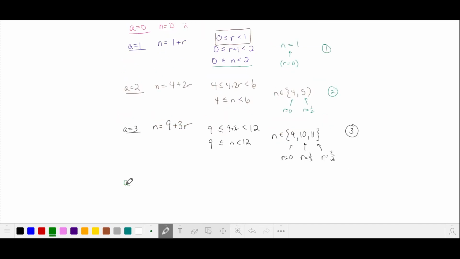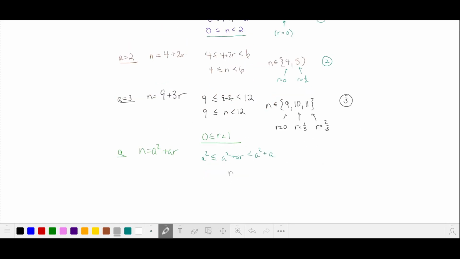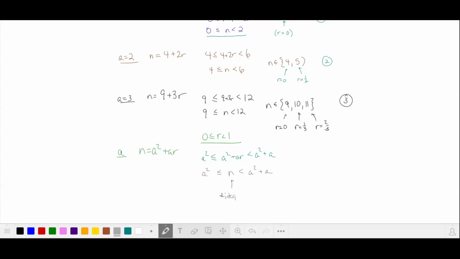Now we can generalize for n equals a squared plus ar, where r is between 0 and 1. Multiplying this chain inequality by a and adding a squared, we have that n is in this interval. The number of integers in this interval we can find by subtracting the lower bound from the upper bound. We'll take a squared plus a and subtract a squared. So indeed, we have a solutions for our value of a.